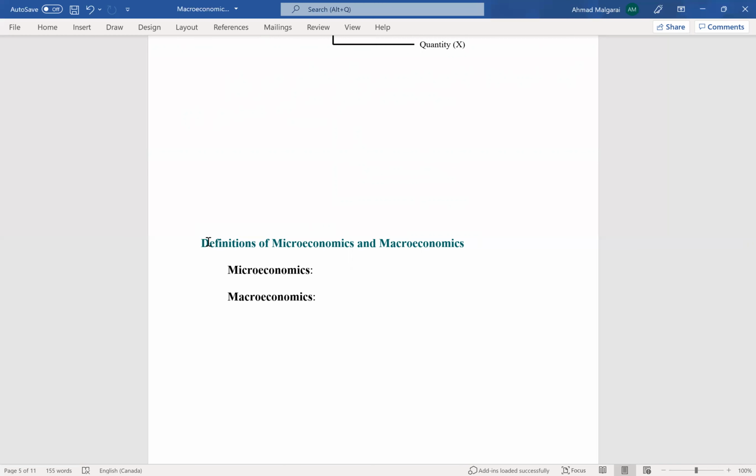Now, this brings us to the definition of microeconomics and macroeconomics. Microeconomics is the study of how households and firms make decisions and how they interact in the market.